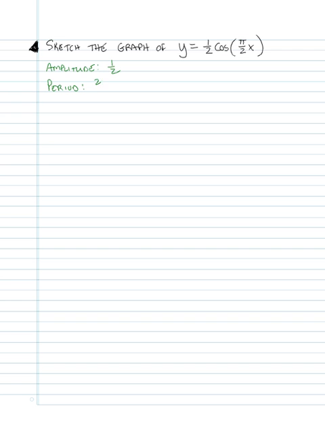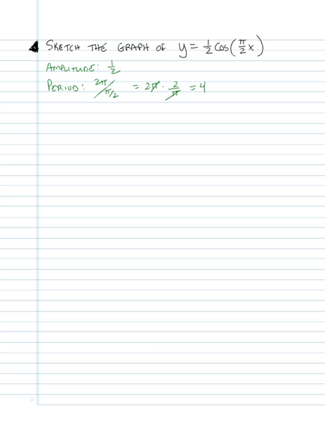And the period is 2 pi divided by omega, and in this case, omega is pi over 2. So it's 2 pi times 2 over pi. And we see that ends up actually being 4, doesn't it? So the period is 4.